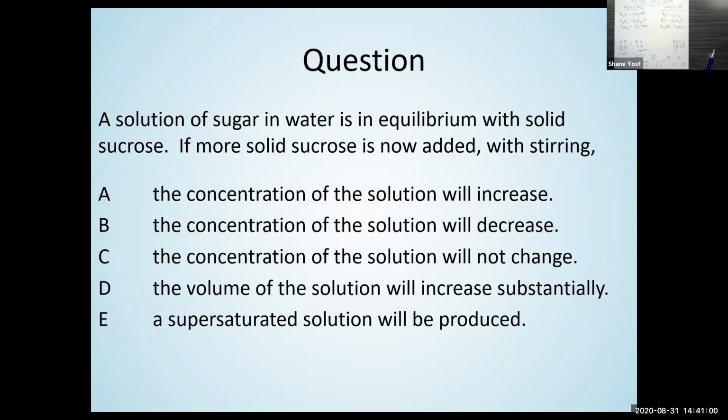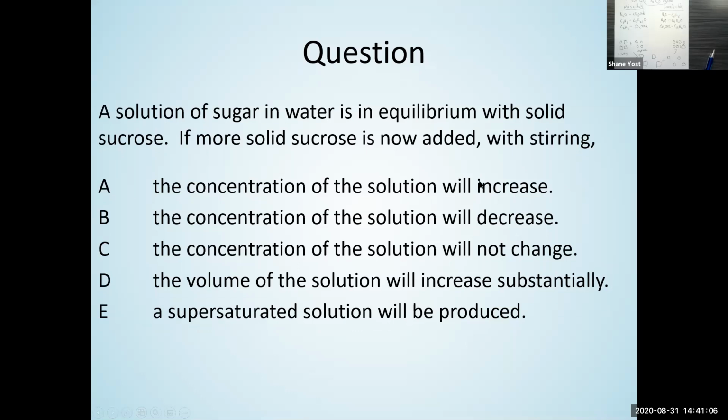All right, let me get this right. So I've got the people on Zoom here saying a couple of different things, some C's, E's, and things like that. I would say D. If it's already saturated, there's equilibrium. Not going to get more saturated. But the more sugar you add, you're going to cause the volume to grow. Yeah, so the volume would increase.